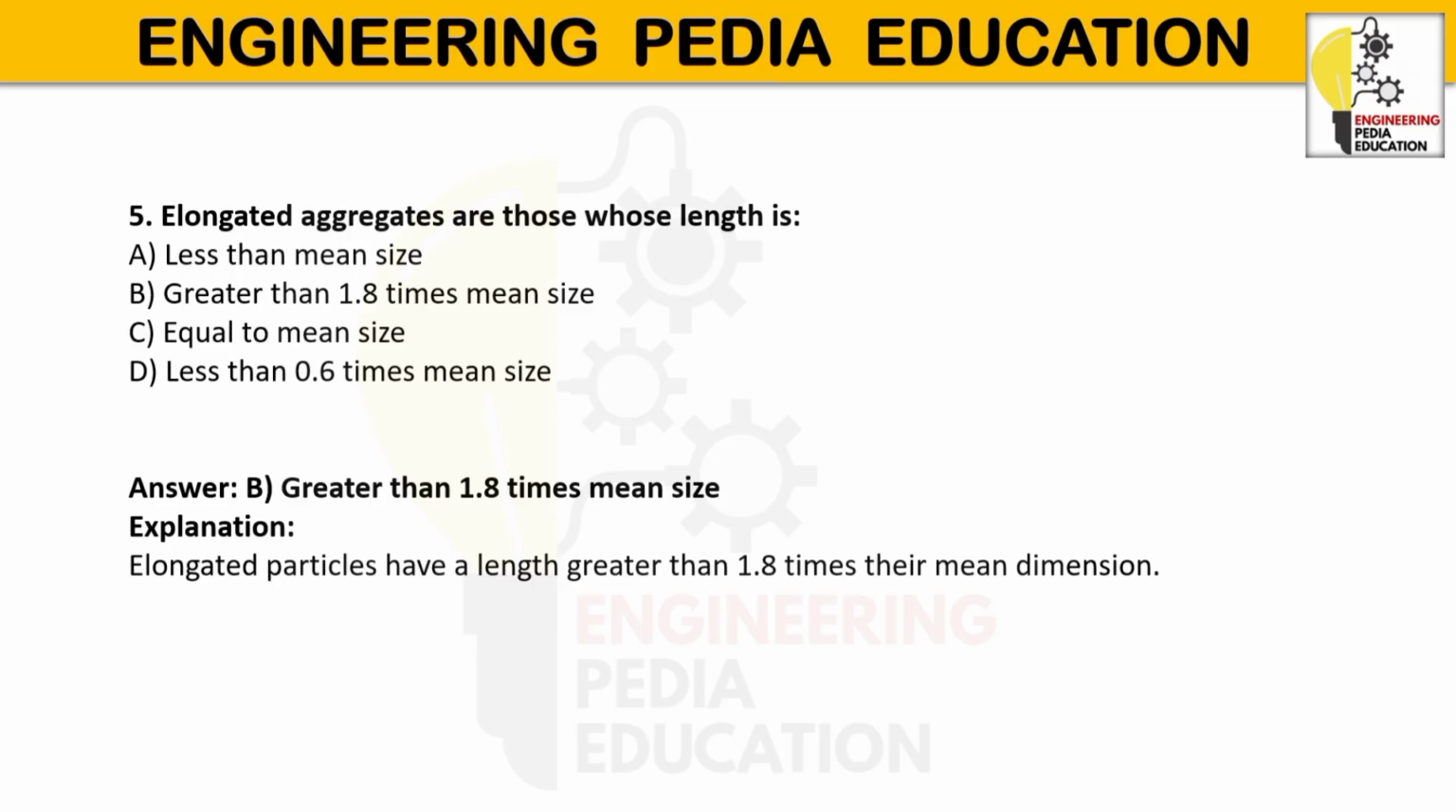Elongated particles have a length greater than 1.8 times their mean dimension. Aggregate is considered to be elongated if its length is greater than 1.8 times mean size. Characteristics are long and slender shape, poor packing and interlocking property, more likely to break under compaction and traffic load.